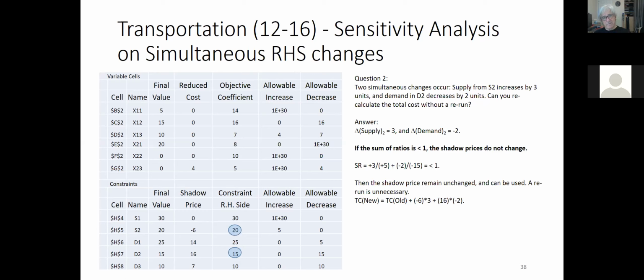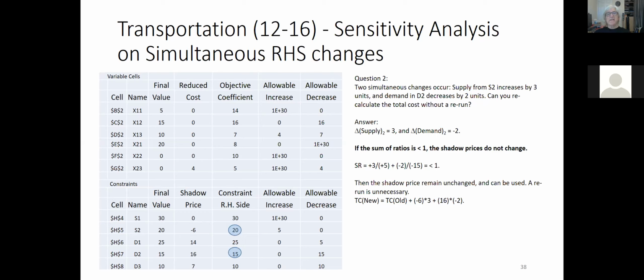Positive, positive, negative, negative. For the objective coefficient, the optimal solution doesn't change. For the constraints, the shadow prices don't change. In both cases, you can recalculate the total cost using the old solution. And that's the multiple changes topic. You see, it's quite simple, and that's what I would like you to be able to answer.